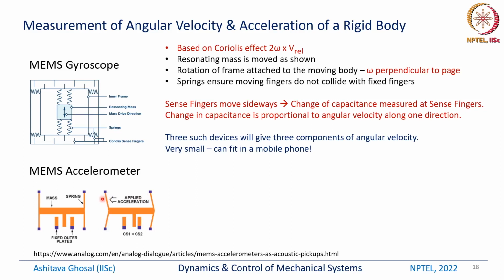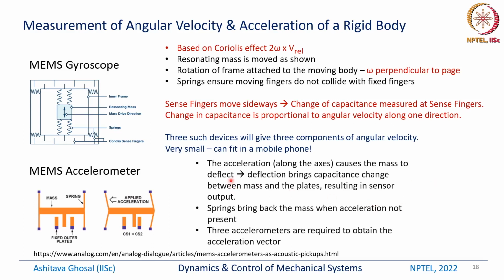And these things here are like springs which make sure that you don't go too much. So by measuring the capacitance between these two fingers, between this and this and between this and this, I can sense what the acceleration is, what the direction is, and what the magnitude is.